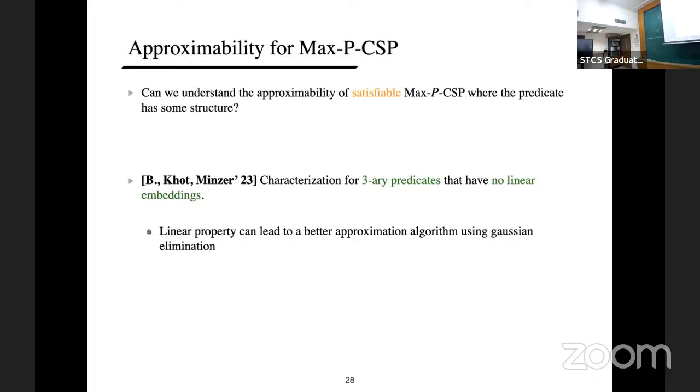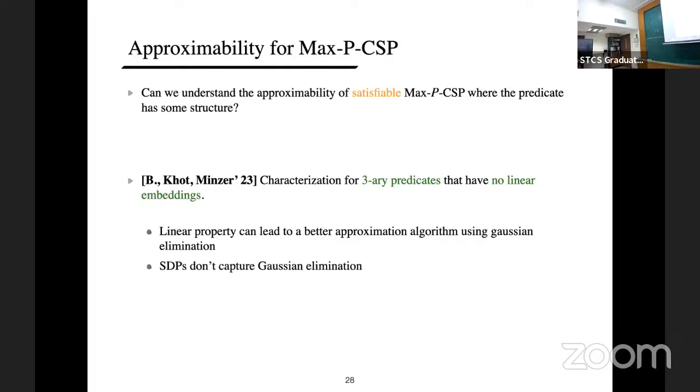But is it under NP or is it under some...? It's not 2-to-NP. It's some rich 2-to-1 games. It is basically a variant of UG which has perfect completeness. Yes, that's your starting point. Okay.